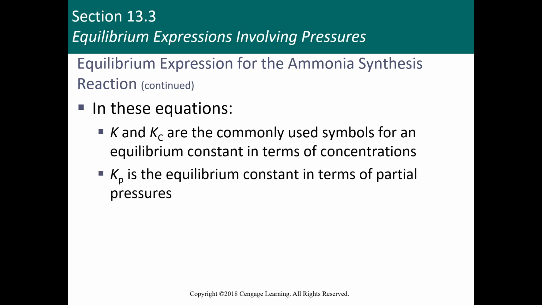So, in these equations, K and Kc are going to commonly be used symbols for an equilibrium constant in terms of concentrations. You will notice that Kc is the correct term. However, concentrations are much more preferred to do these with. Most people will just use K and won't even put the c. They'll just put K, because the concentration one is by far and away the preferred one for most scientists. Kp is the equilibrium constant in terms of partial pressures, though.